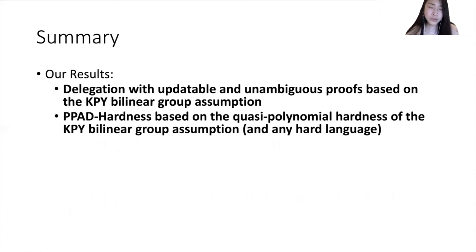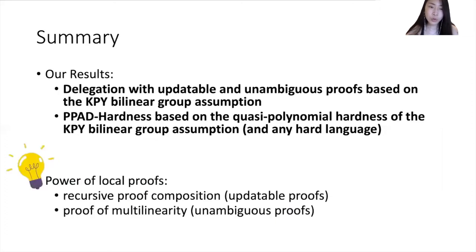To conclude, I just want to highlight the idea that underlies our result, which is the power of local proofs in the setting of non-deterministic statements. So in non-deterministic delegation, we know that in general, it's hard to extract a lot of information from a very short proof. But by using locality, we're able to construct succinct proofs for seemingly large non-deterministic statements, obtain updatable and unambiguous proofs under standard assumptions.